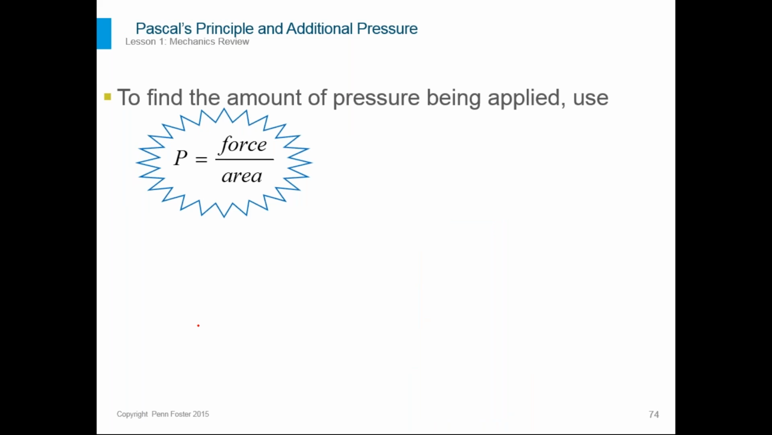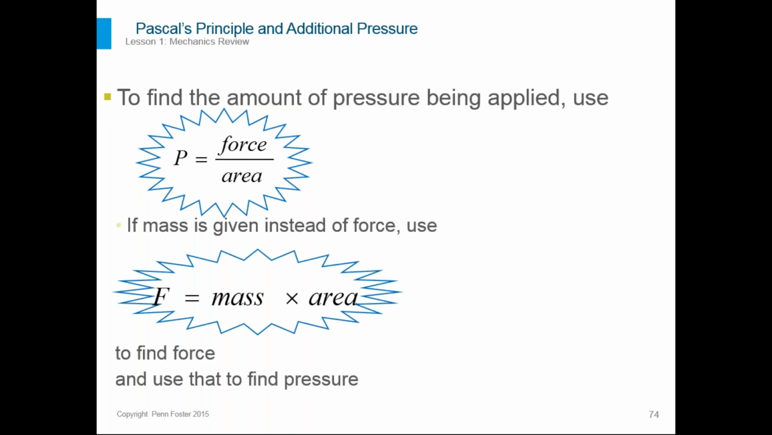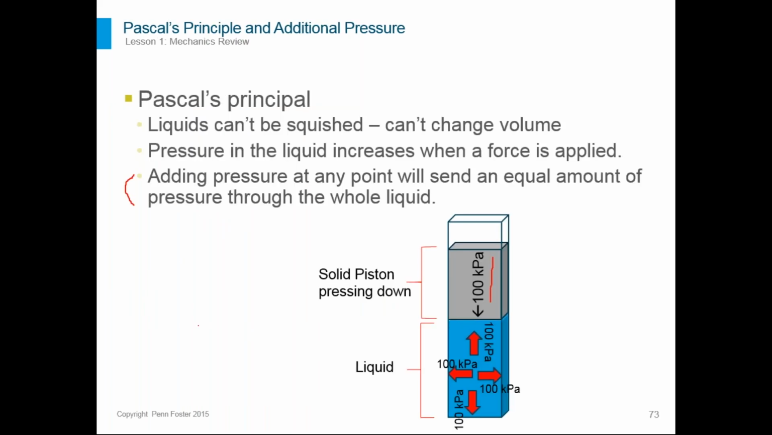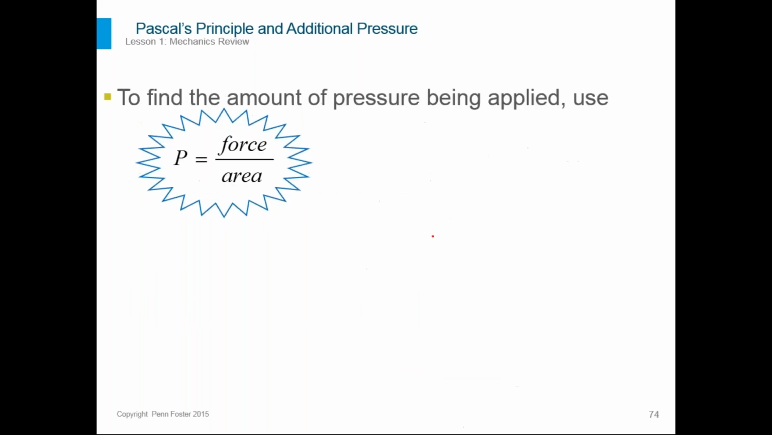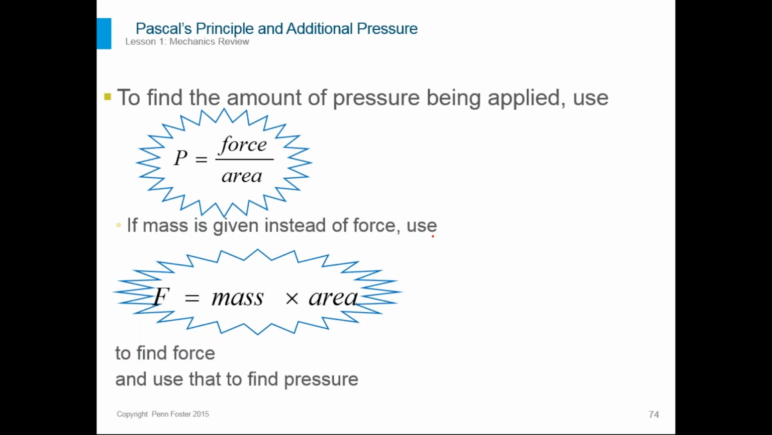To find the amount of pressure being applied, we know the pressure is equal all around, but let's figure out how much it is. Now we're back to this formula of using force over area. For example, with this piston, you can just measure the area of the piston and the force, and that'll tell you the pressure. However, sometimes we have problems where they don't tell you the force.